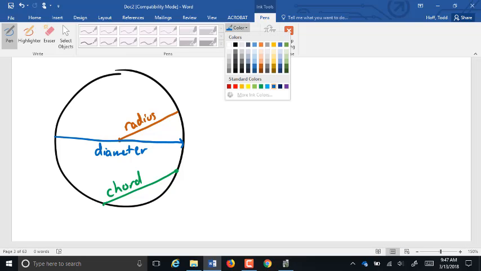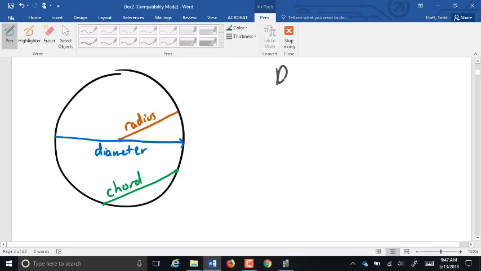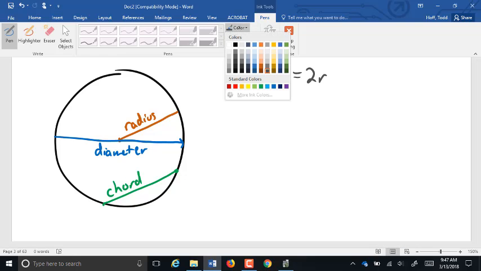Which brings us to our first relationship. That's between the diameter and the radius. And what is that relationship? Yeah, the diameter is equal to 2 times the radius.